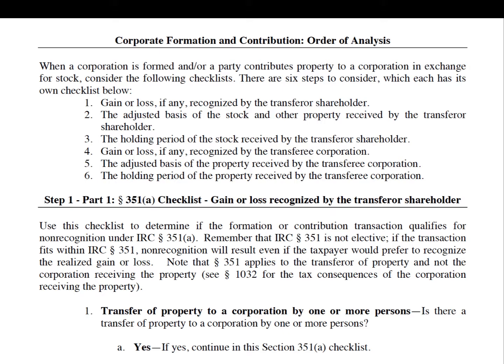Steps 4, 5, and 6 all deal with the corporation that's receiving the property. In step 4, we calculate the gain or loss, if any, recognized by the transferee corporation. You're going to see that the transferee corporation is never going to recognize gain or loss with respect to the transaction. In step 5, we determine the adjusted basis of the property received by the transferee corporation. And finally, in step 6, we determine the holding period of the property received by the transferee corporation. In this video, we're going to examine step 1 since that is the longest step.